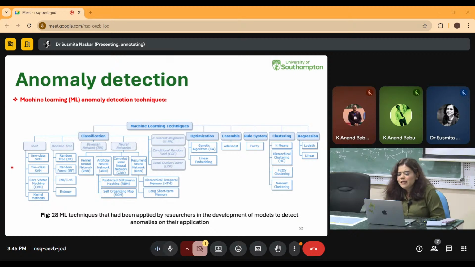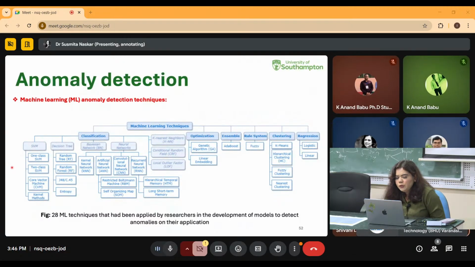And then, as I said, there are other ways to do that, which are optimization and rule-based techniques like genetic algorithms, which also help to optimize the data to find the pattern in complex data. Another one is ensemble methods like AdaBoost, which combines multiple weak learners to improve the detection accuracy. And then one of the very famous ones is regression techniques such as logistic and linear regression. They model the relations between variables to spot the deviation, right? So in this diagram, you can see how broad and versatile the machine learning approaches are in tackling anomaly detection.